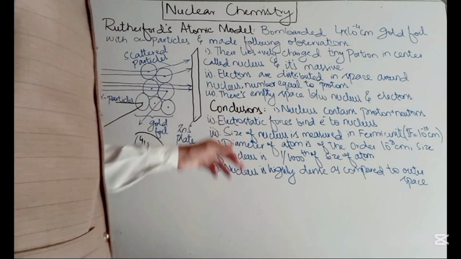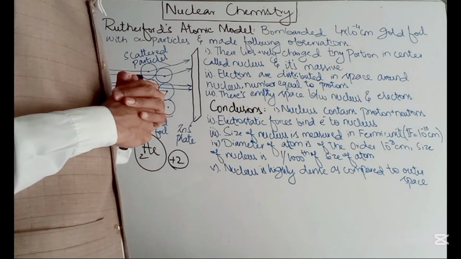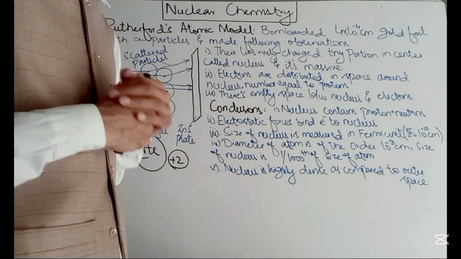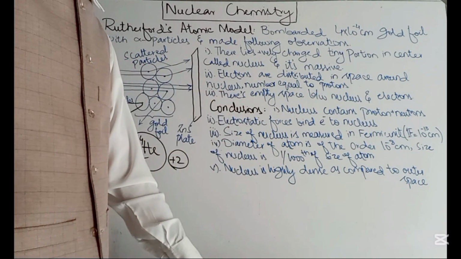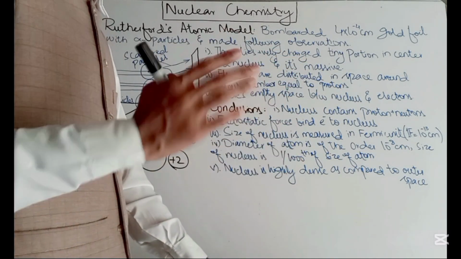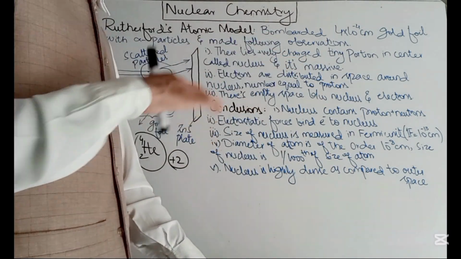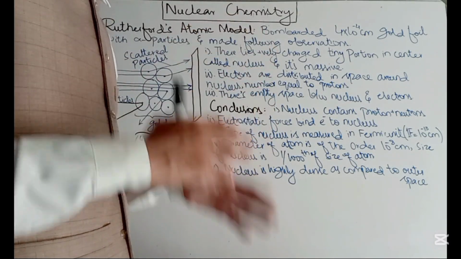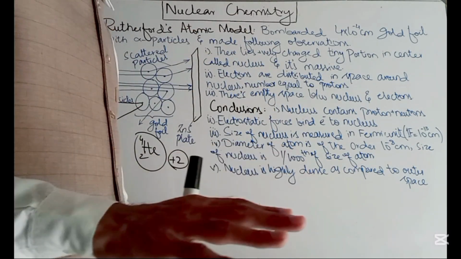The third observation was that there is empty space between the nucleus and the electrons, as a large number of the alpha particles went straight. So he said that between the nucleus and the paths of the electrons, there is a large volume of space that is empty.